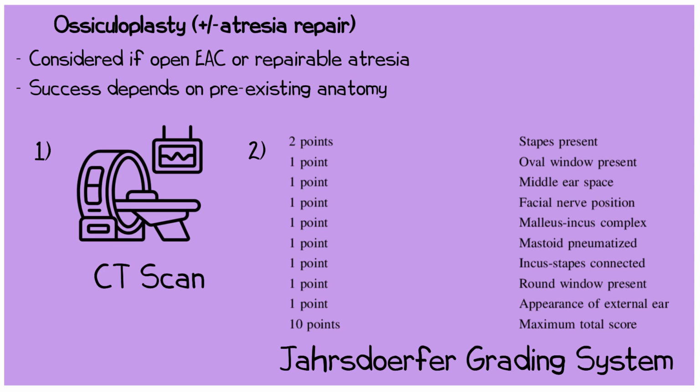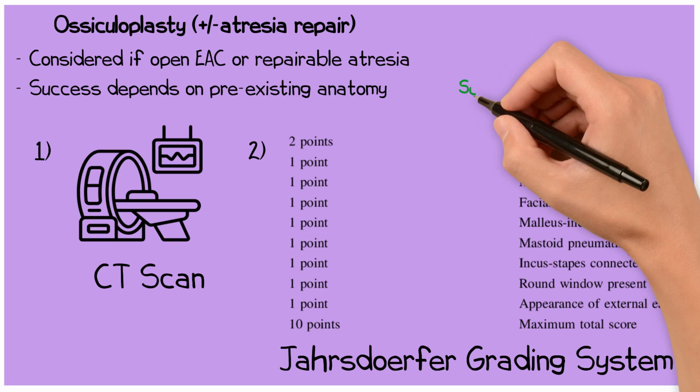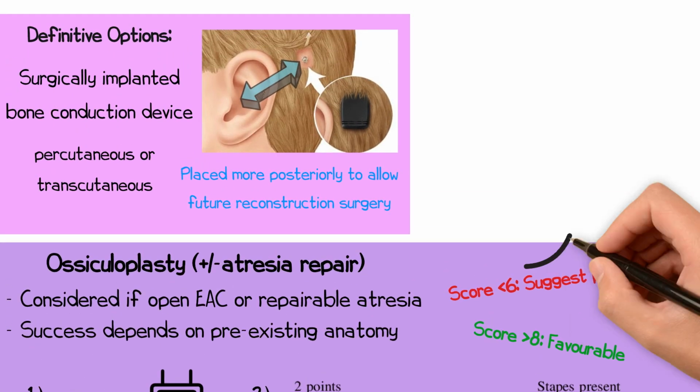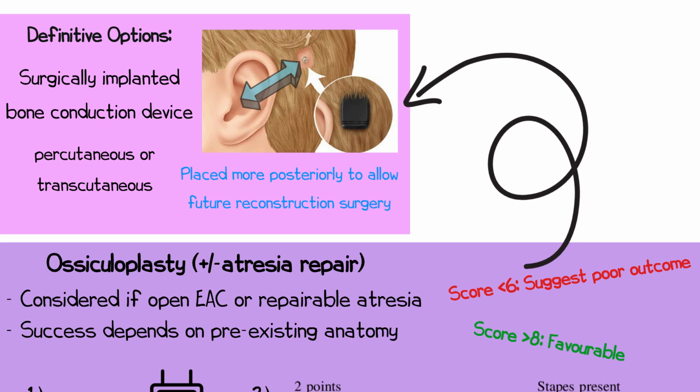This scoring system assigns 1 point to each important anatomical structure, such as the oval window, facial nerve position, presence and morphology of the ossicles, along with mastoid pneumatization. A maximum score of 10 is available, with a score greater than 8 indicating a good prognosis for hearing restoration. A score less than 6 suggests a likely poor outcome, in which case a bone conduction device is preferred.